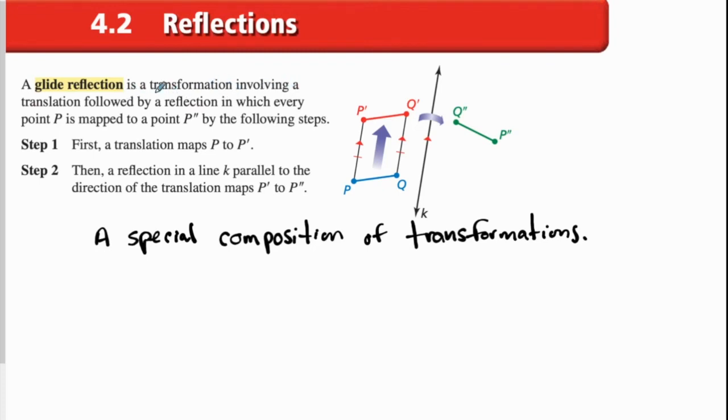It is a transformation involving a translation followed by a reflection in which every point P is mapped to point P double prime by the following two steps. First, we translate P to P prime. So these are our vectors here. Then we have a reflection in line K, but line K is parallel to the vectors. So we see here's our reflection line, and notice they put these triangles here to indicate parallel. So the line of reflection must be parallel to the vectors to be called a glide reflection. So it's a special type of composition where the reflection line is parallel to the vectors.